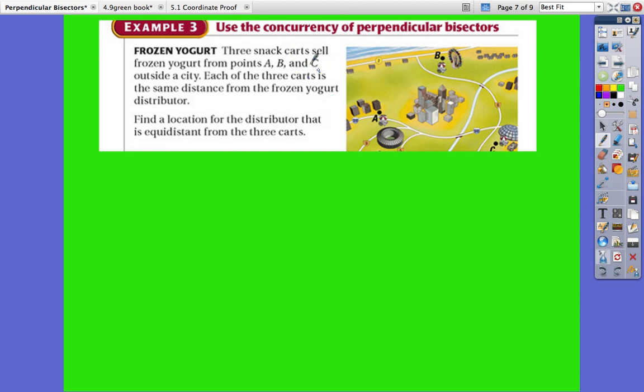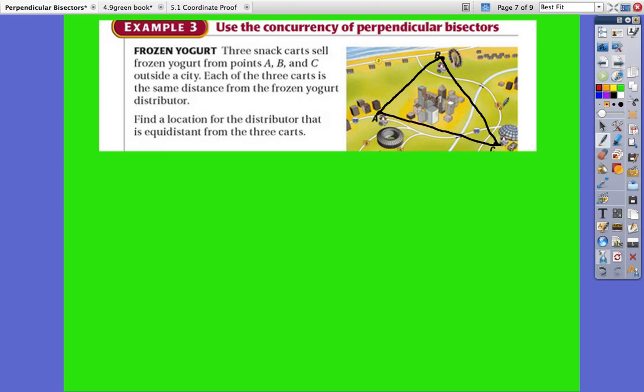Here we have a word problem about concurrency of perpendicular lines. It says, 3 snack carts sell frozen yogurt from points A, B, and C outside a city. Each of the 3 carts is the same distance from the frozen yogurt distributor. Find a location for the distributor that is equidistant from the 3 carts. So first of all, we need to connect the points to form a triangle. Let's connect A to B, B to C, and A to C. We have our triangle.